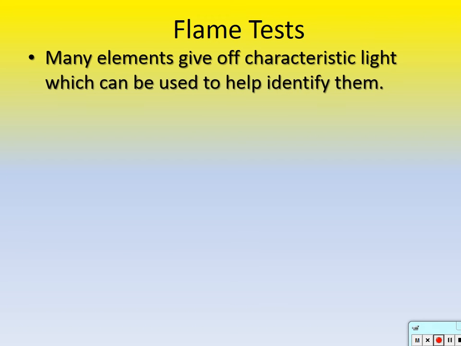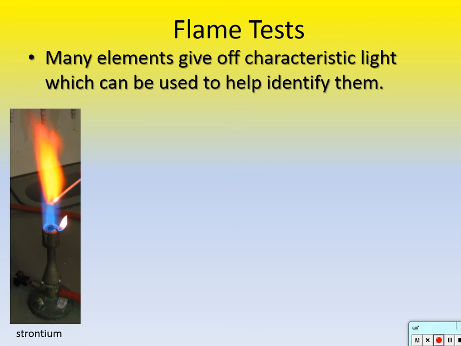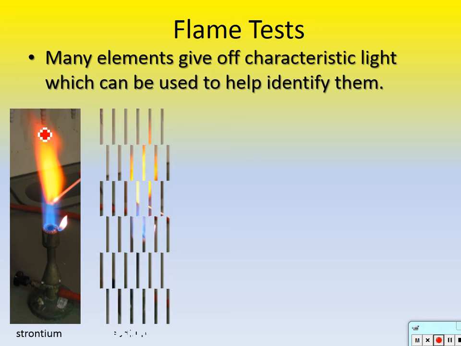Okay, a flame test. This is the lab that we're going to do in this chapter a little bit later once we know a little bit more about light and waves and electrons. We're going to do a flame test lab. But many elements give off characteristic light which can be used to help identify them. For example, strontium. If you look on the periodic table, strontium is Sr, and it's right here, number 38. It kind of burns a reddish, kind of pink color.